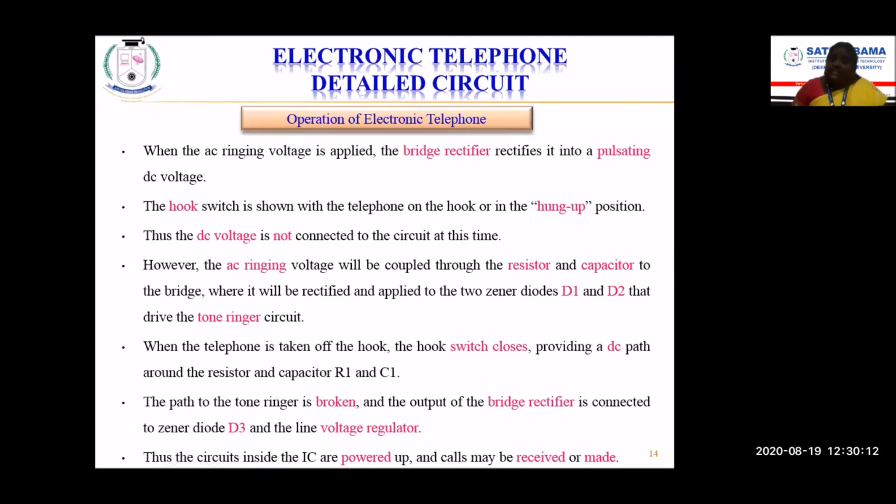Next, when the telephone is taken off the hook, the hook switch closes and provides a DC path around the resistor and capacitor R1 and C1. Therefore, the hook switch will come to the other position. The loop from the tone ringer circuit is broken, and the output of the bridge rectifier circuit is connected to the Zener diode D3 and the line voltage regulator. Thus, the circuits inside the IC are powered up, and calls may be received or made. So this is how the standard electronic telephone operates.